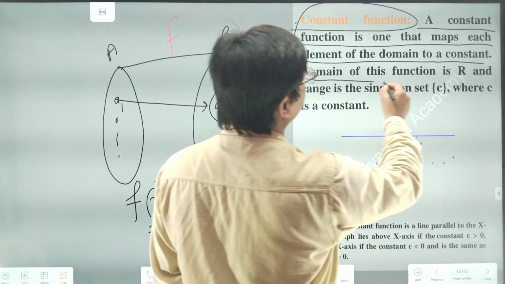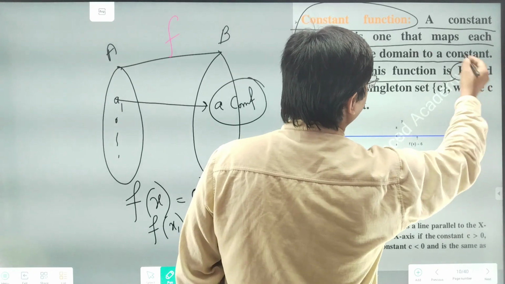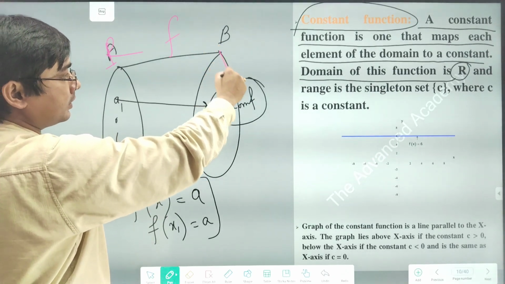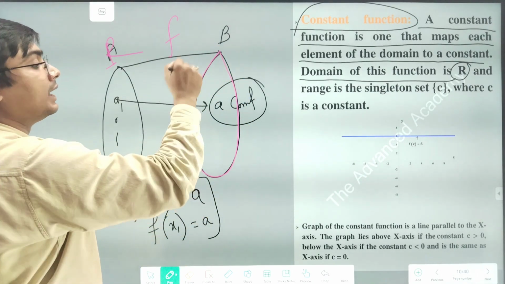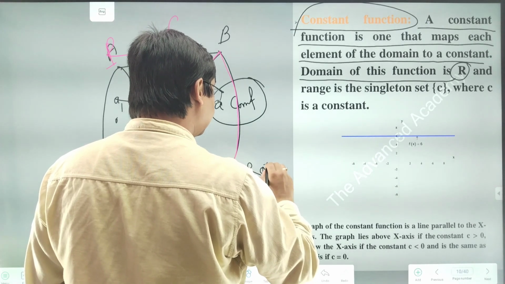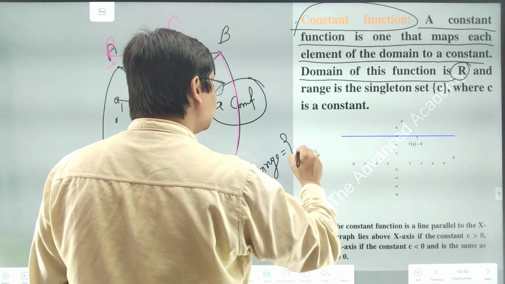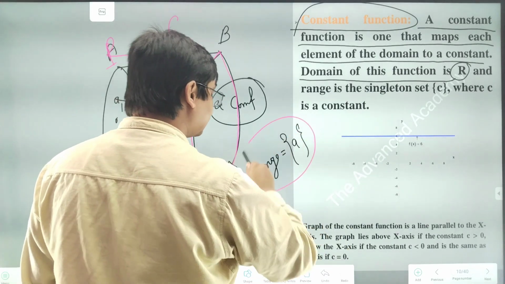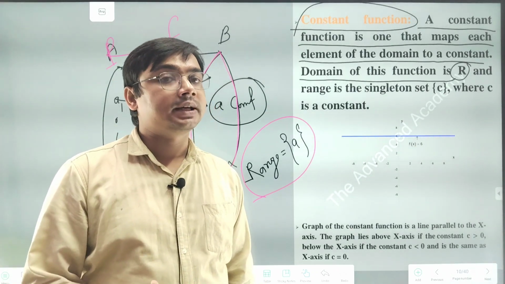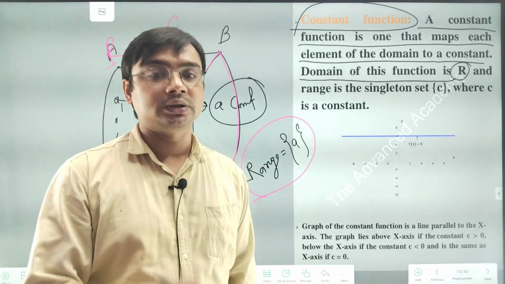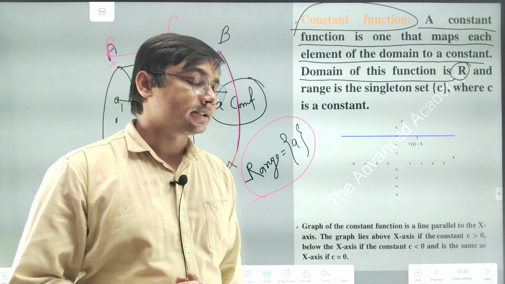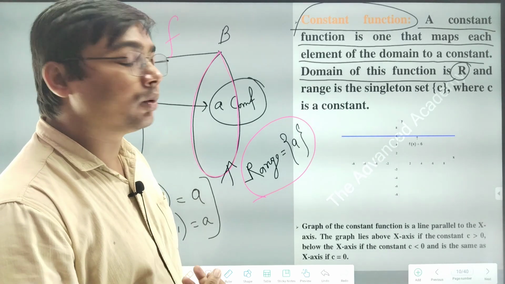You see, the domain of this real function is the real numbers. But the codomain, sorry, the range will have only one element. That means the range will be a singleton set. The range of a constant function is always a singleton set. Yes guys, we have already discussed the singleton set and empty set in our previous class. Hope all of you know this.